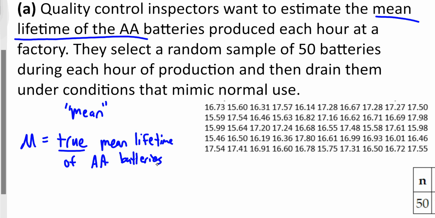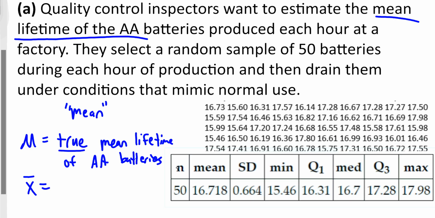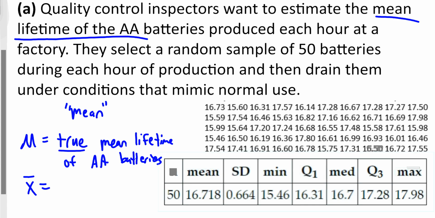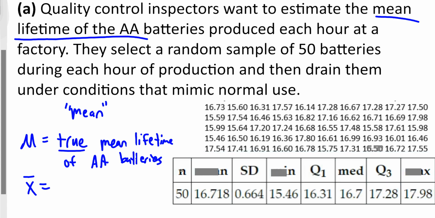So give the context. Whereas our sample statistic, the sample mean is X bar, and we would have to have that actual statistic. So I have it here. Here's some summary statistics. Mean is 16.718 hours. All right, so that's what we're looking for here.